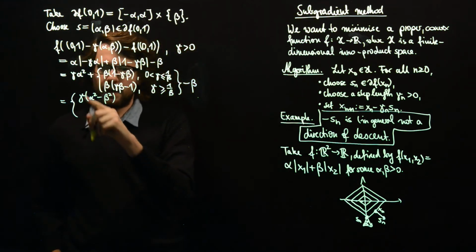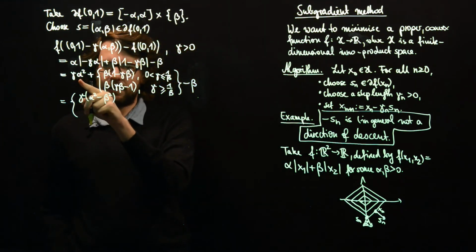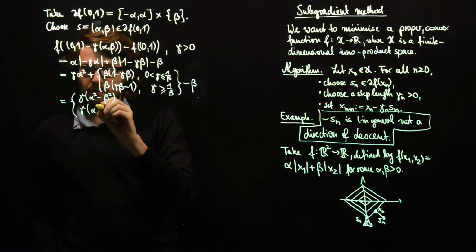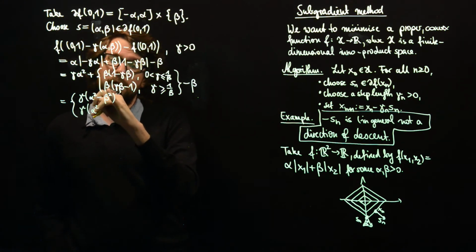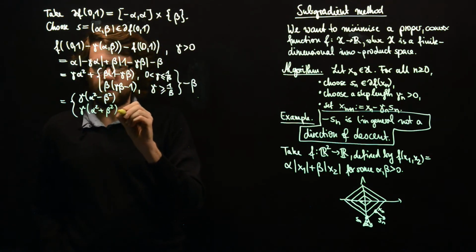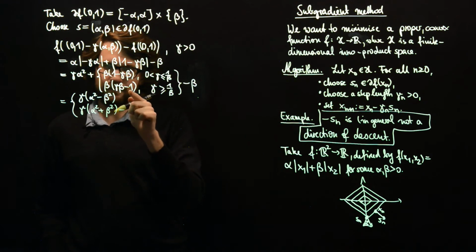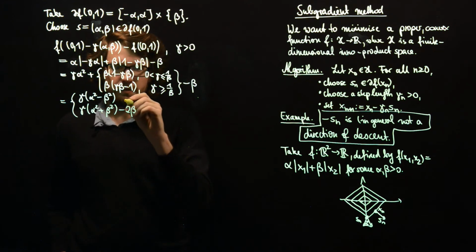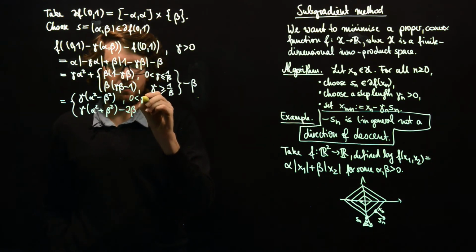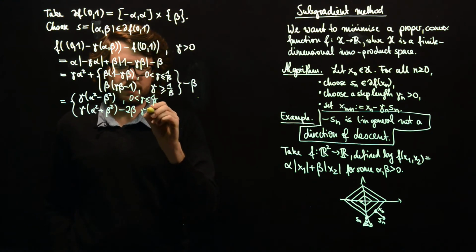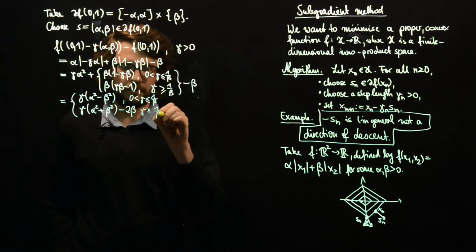Okay. And in the second case, you have gamma alpha square plus gamma beta square minus beta minus beta, so minus 2 beta. So this is for the case gamma between 0 and 1 over beta, and this is the case gamma greater or equal than 1 over beta.